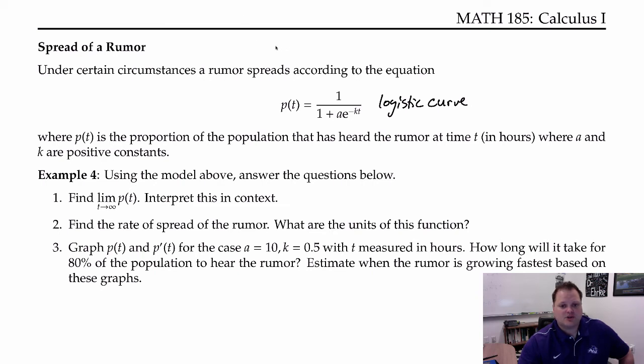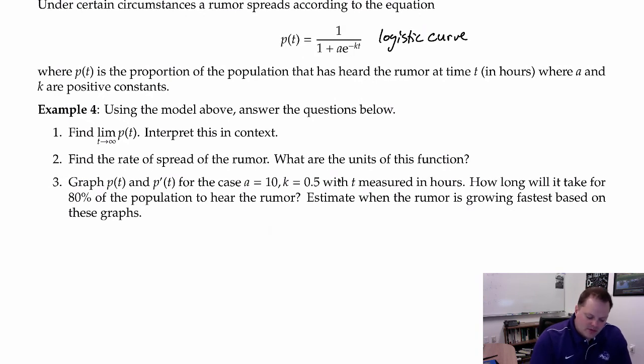But here I'm just looking at the spread of a rumor. So suppose that I have a population and P of t is the proportion or percentage of the population that's heard the rumor so many hours after it began. A and K are just some positive numbers that control the spread, and I want to analyze this function, make sure we understand it by answering a couple of questions below.